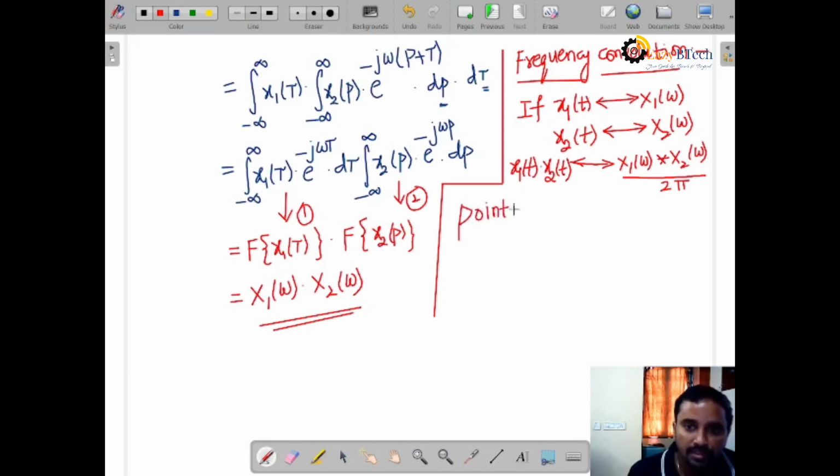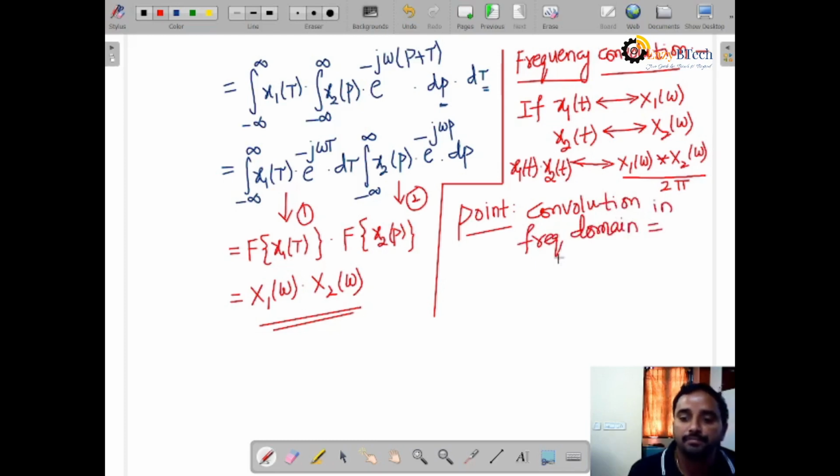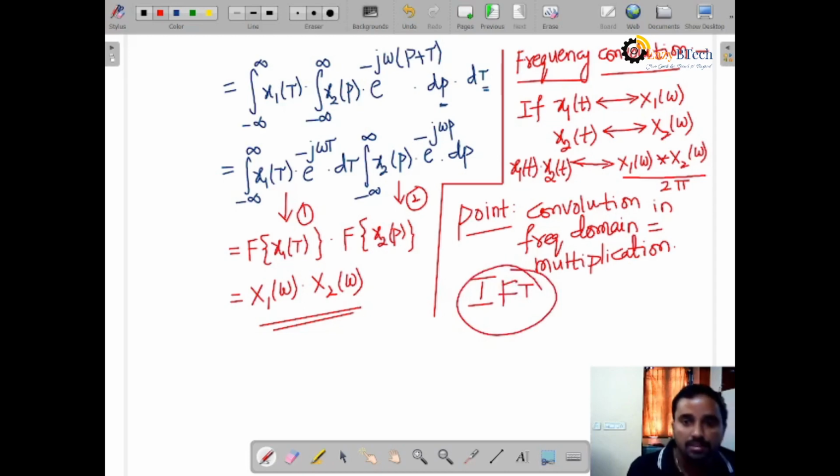The point is, convolution in frequency domain is equal to multiplication in time domain. So this we are going to prove now. Very simple. Again we take the convolution definition. So here we use the inverse Fourier transform formula. To prove it, we are going to use the inverse Fourier transform formula. See the proof.